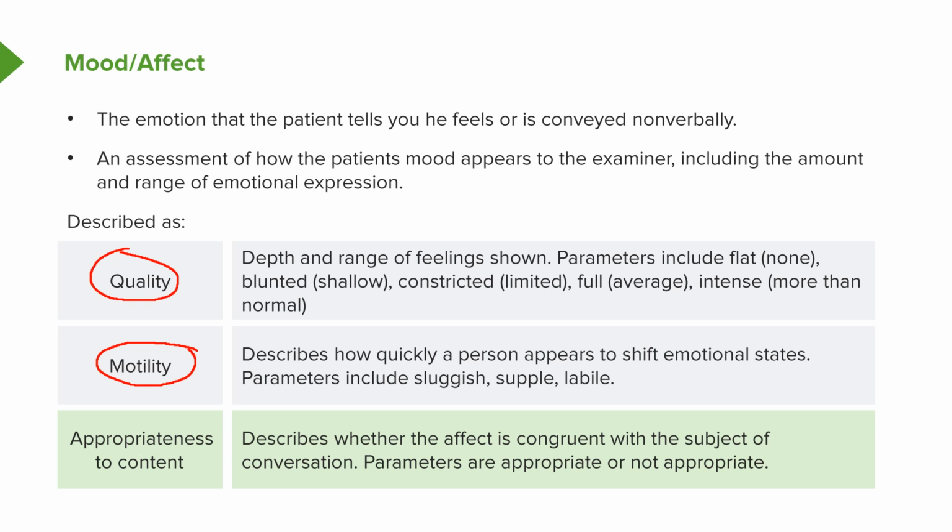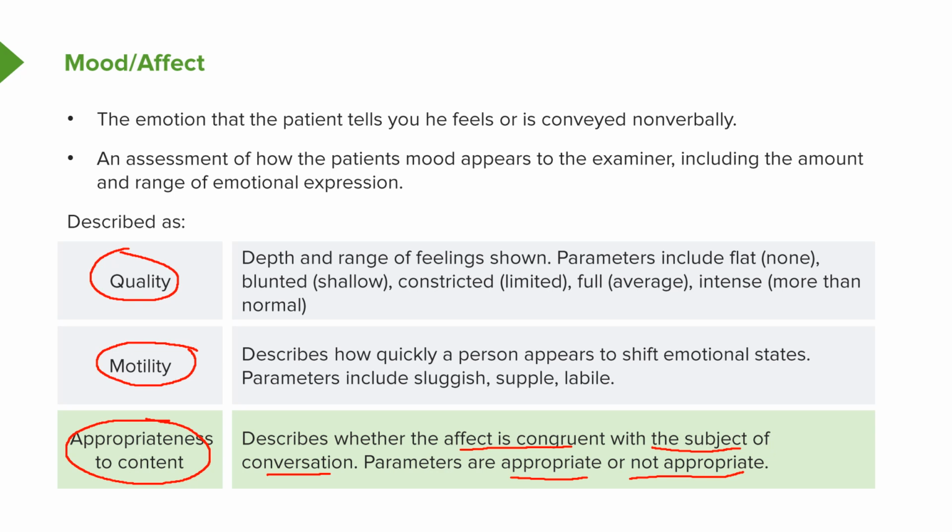So the parameters here are whether or not the patient appears appropriate or inappropriate, given the context and the content of what you're talking about with the patient. So the appropriateness of the content will describe whether the affect, what the patient is showing, is congruent with the subject of the conversation. So the way to describe this is through the parameters of either they are appropriate or not appropriate to the content that you have.